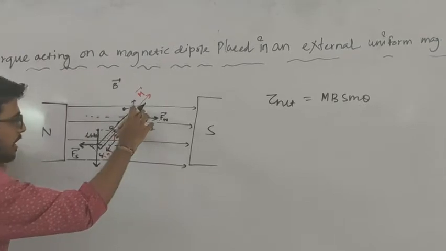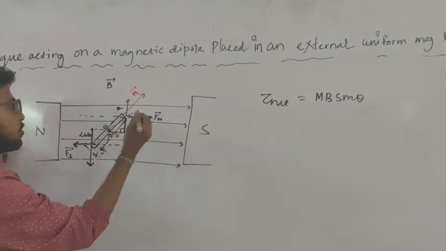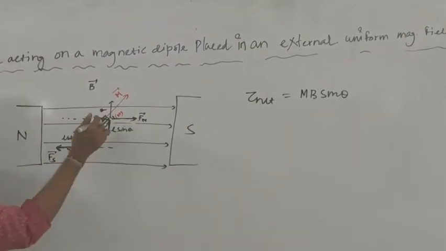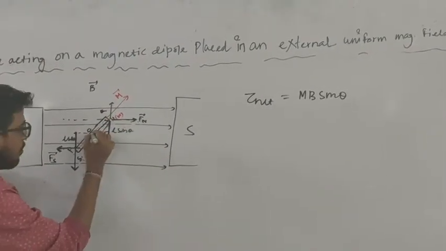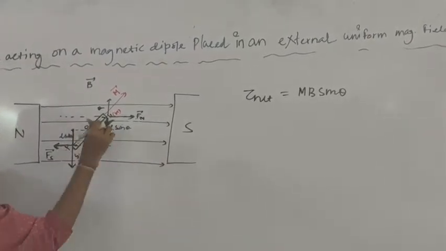We have MB sin theta, which we calculated about this point O due to forces Fn and Fs. But as the net linear force, or total force, acting on this dipole is 0, we can calculate the torque due to these two forces about any point, and the torque will be the same. So for convenience, in place of O we can also calculate the torque about point S or point L.